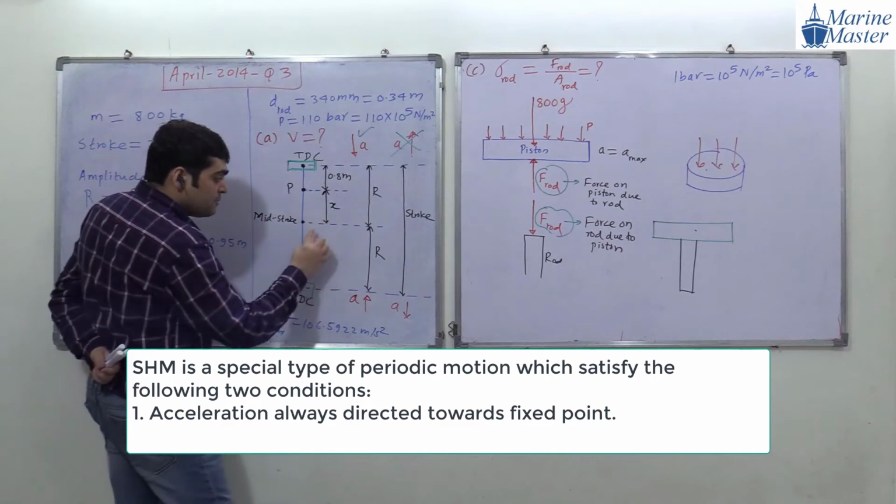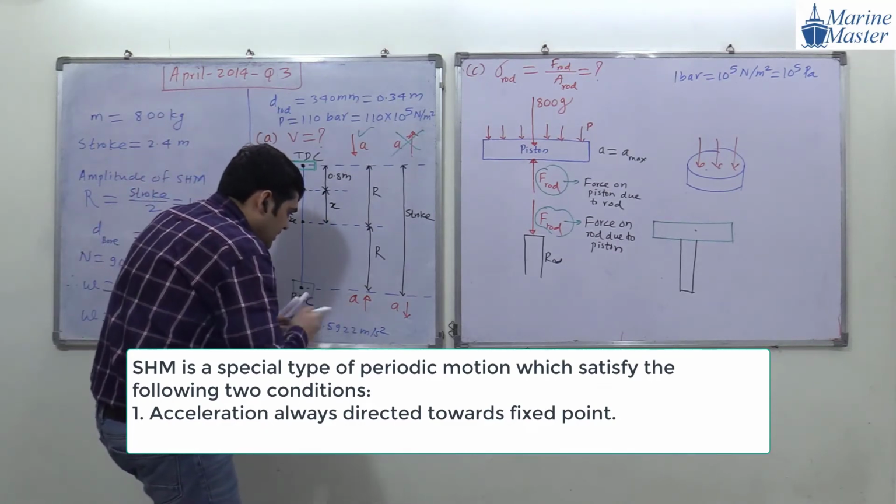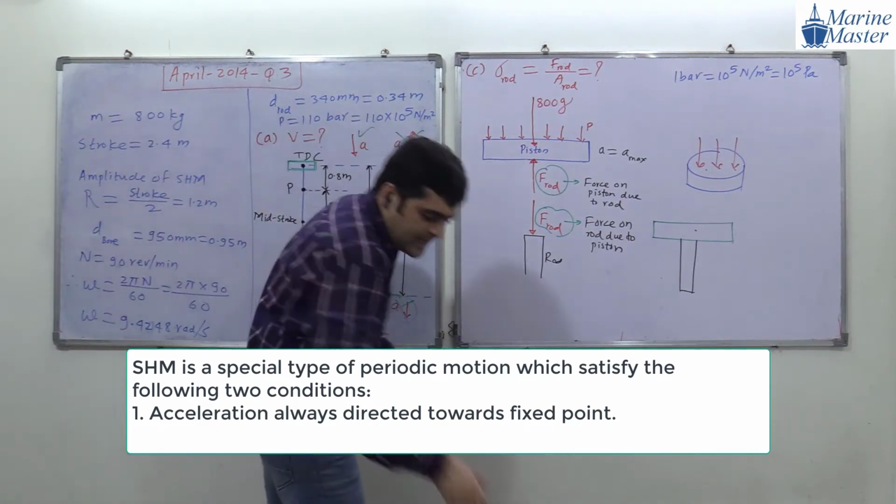Upward, because it is directed towards the fixed point and the fixed point is upward. So here this one is correct, this one is correct, and this is a wrong one. Okay guys, are you getting my point? Try to understand the scenario here.